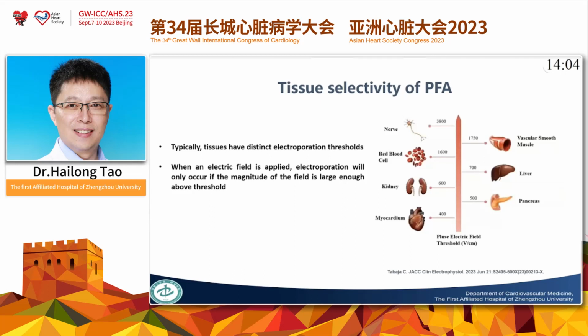So from the last slide, we can know that PFA has tissue selectivity. And typically, each tissue has a distinct electroporation threshold. So by PFA, when an electric field is applied, electroporation will only occur if the magnitude of the field is large enough, above its threshold. Just like this figure shows.